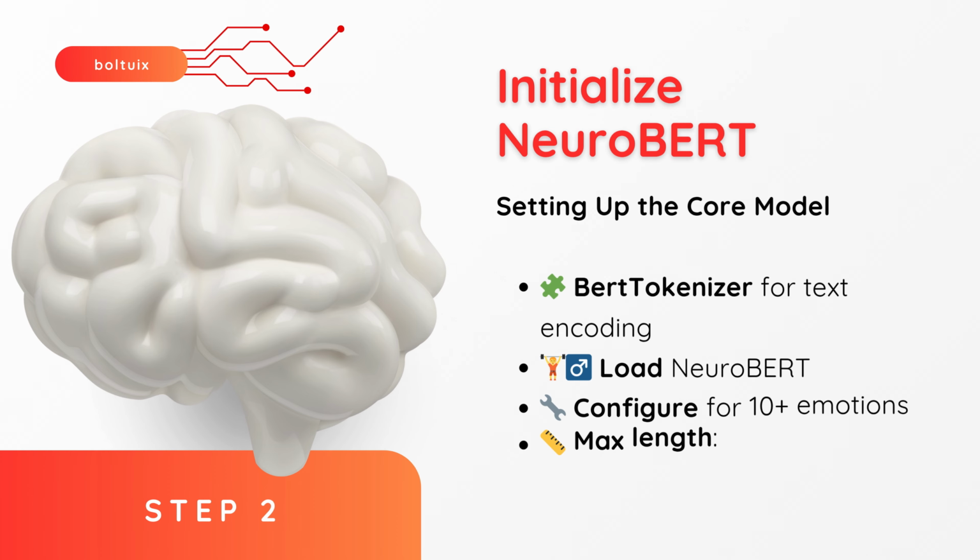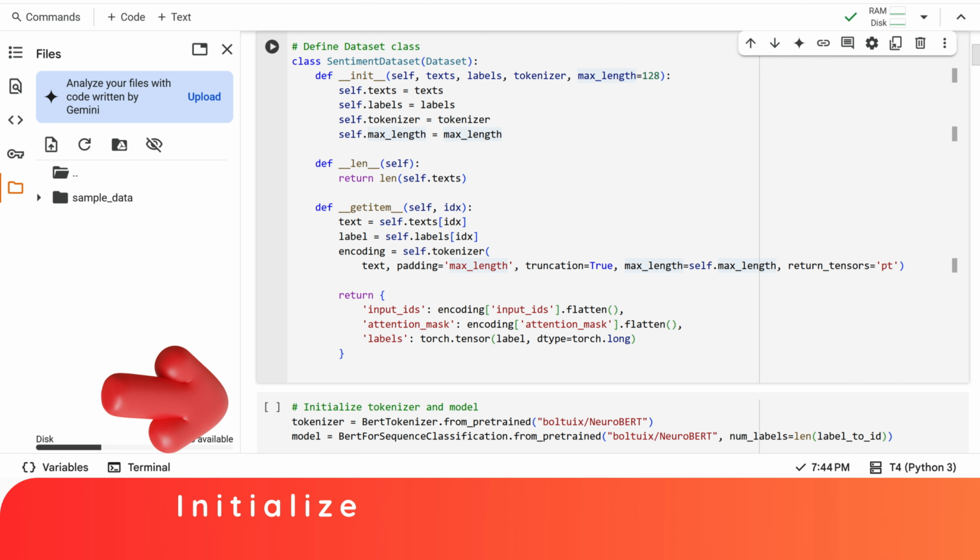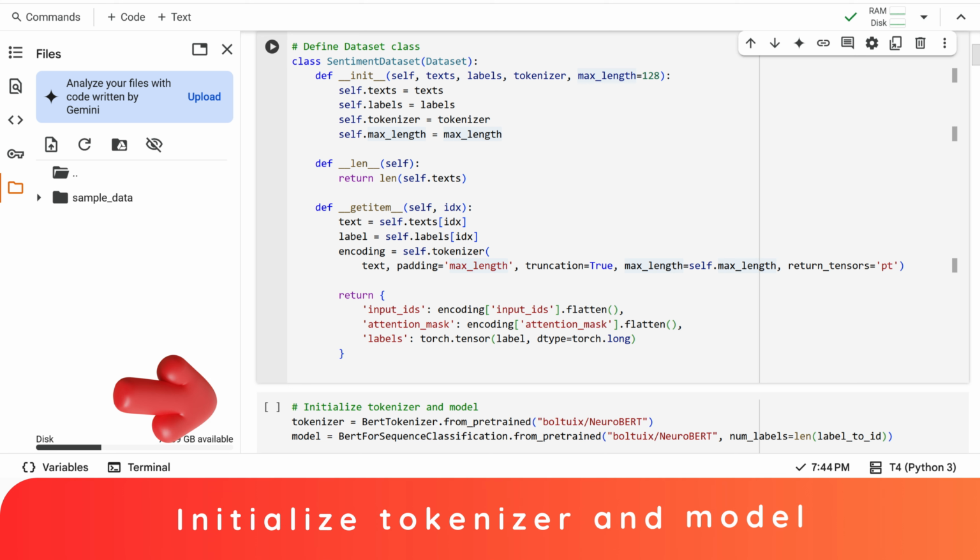We start by using the BERT tokenizer to convert our text into tokens that the model can understand. Then, we load the pre-trained NeuroBERT weights and configure the model to classify over 10 different emotions. We set the maximum input length to 128 tokens, perfect for short messages, social posts, and chat inputs. Now the core model is ready for training.